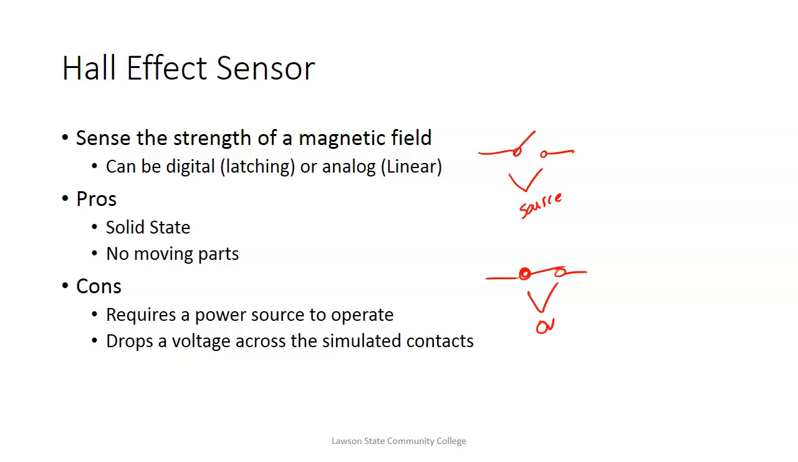So Hall effects, these are solid state devices. What they're going to do is use either an NPN or a PNP transistor. And these guys won't drop 0 volts because they're semiconductors. They're going to drop, usually, less than a volt.